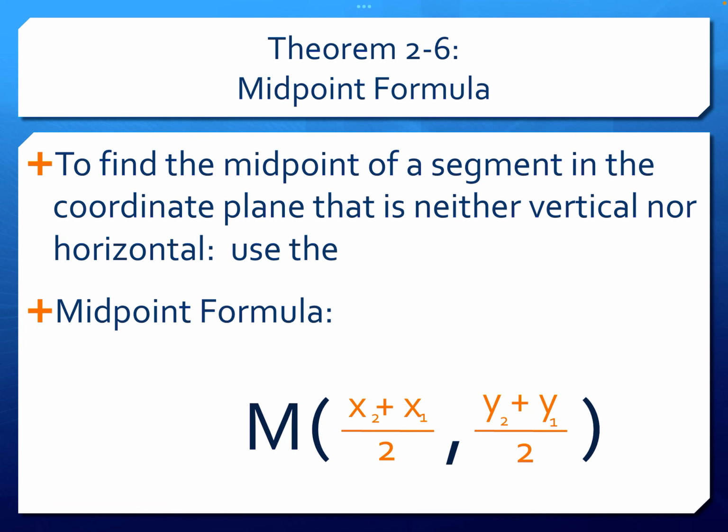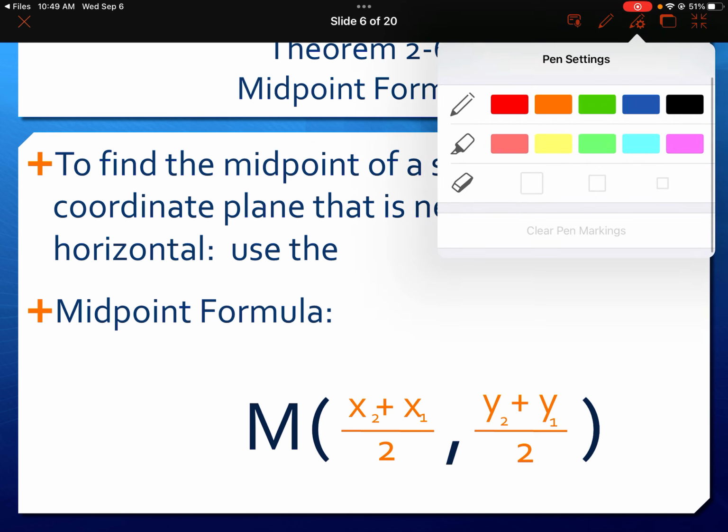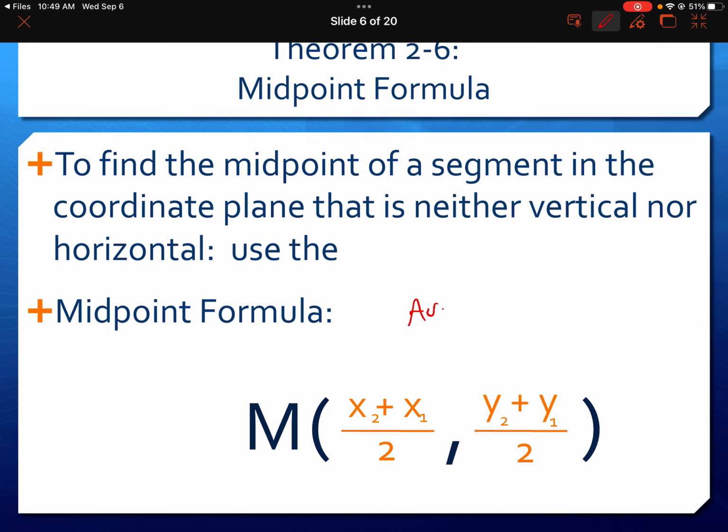This video is for section 1.3. We're looking at the midpoint formula. Remember, to find the midpoint of a segment, all you need to do is average some things. We're going to average our x's by adding and then dividing by 2, and we're going to average our y's by adding and dividing by 2 as well.